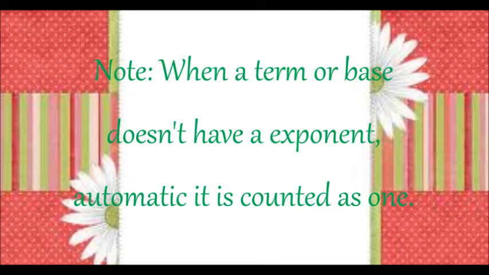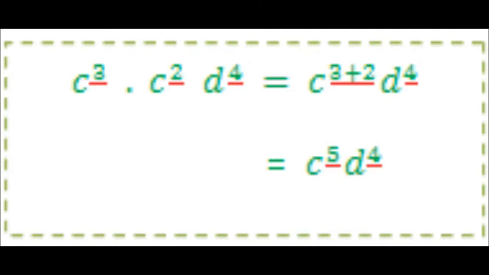Number 3. c cubed times c squared times b to the fourth power equals c raised to 3 plus 2, b to the fourth power. You can only add the exponents of the terms with the same base. c cubed times c squared. You can't add the exponent 4 because its base b is not the same as c.